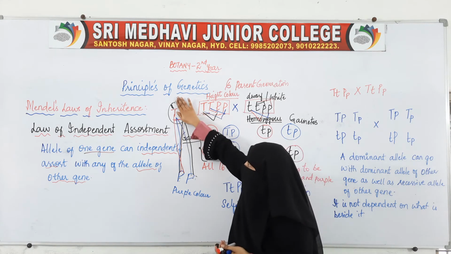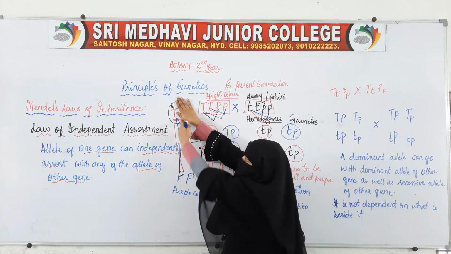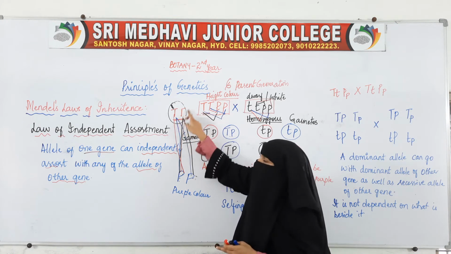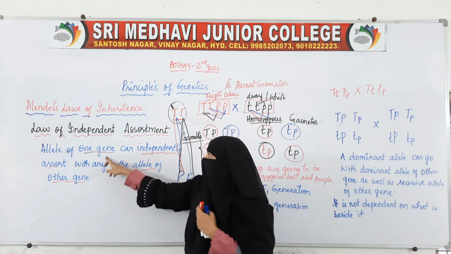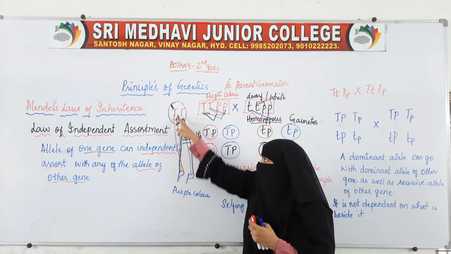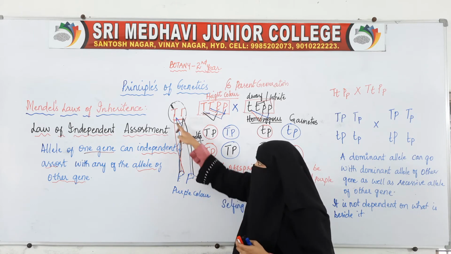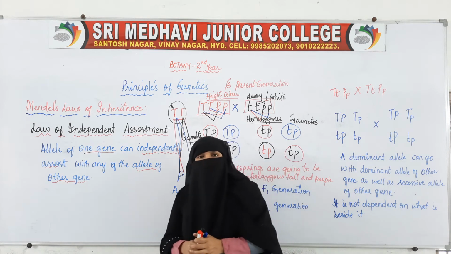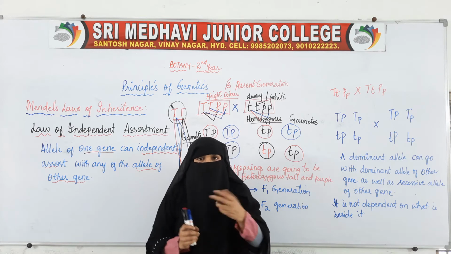Whatever is beside this, it doesn't affect this one. So this can classify itself with this also, and this can classify itself with this also. This does not have any effect over this. So this is what is said: an allele of one gene can independently assort, that is group, with any of the alleles of the other gene. Any means it can assort with this also, and with this also. Assortment is nothing but grouping with the other, classifying with the other.